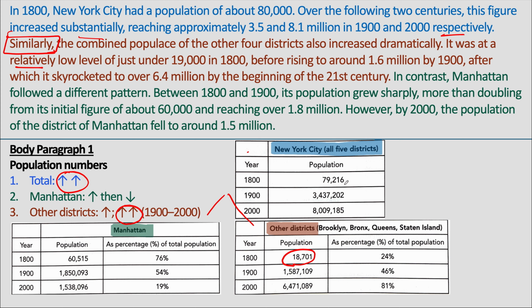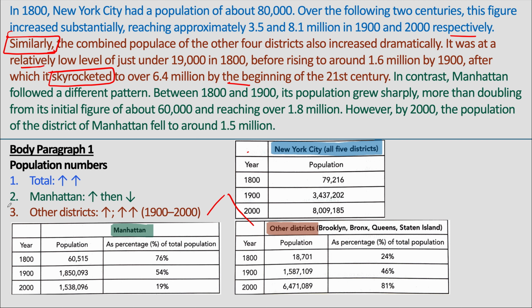So, in comparison to all the numbers in the table, this number is very small. So, I have written that compared to everything else, this is a relatively low number, but then it increased over time. One important word I've used here is skyrocketed, which means increased a lot. Between 1900 and 2000, there is a major increase. We don't see this kind of increase anywhere else in the data. And instead of 2000, I have written the beginning of the 21st century.